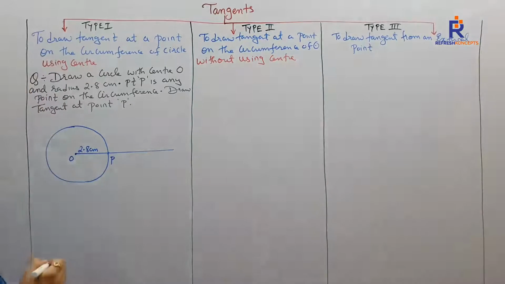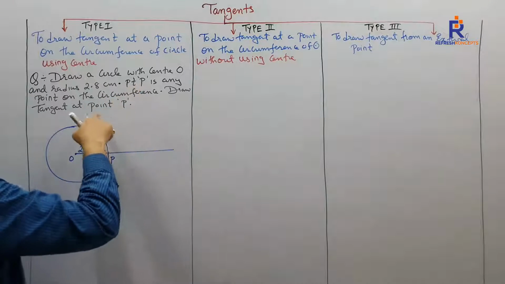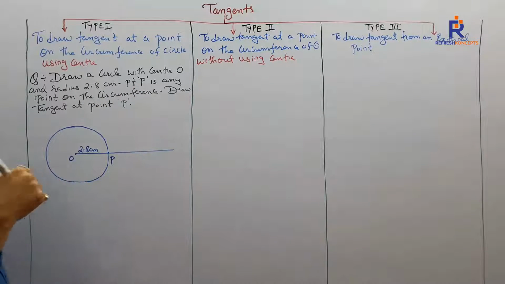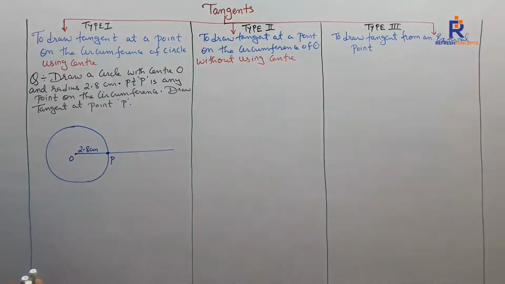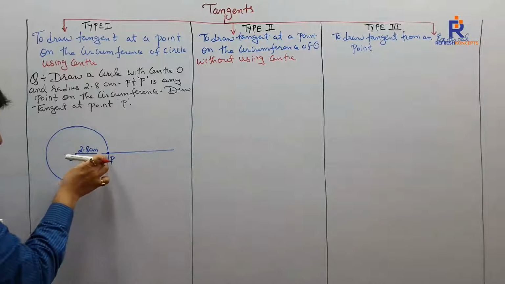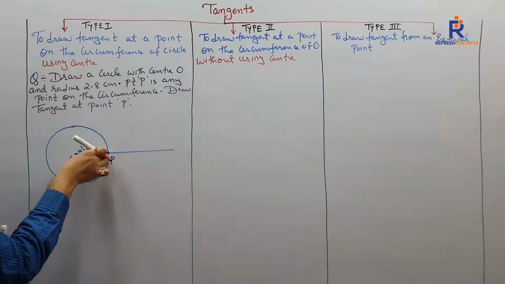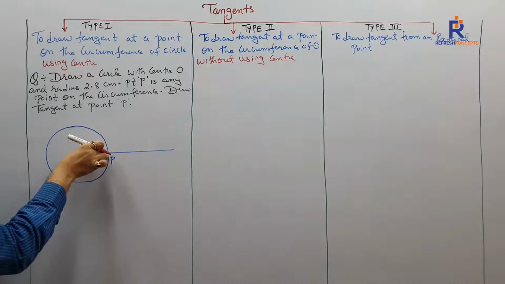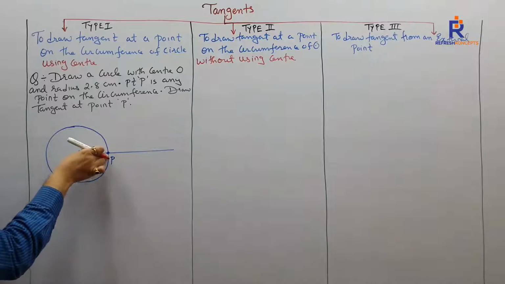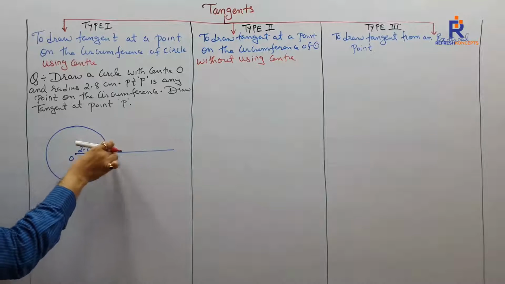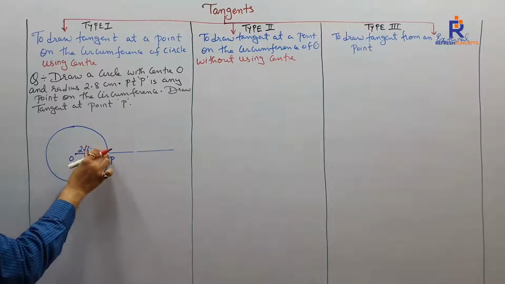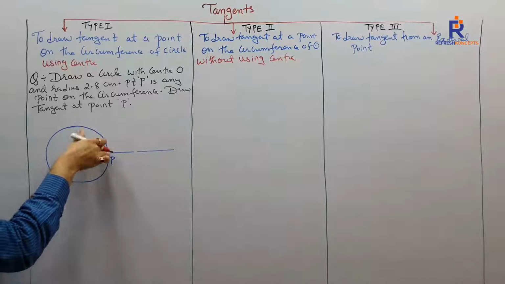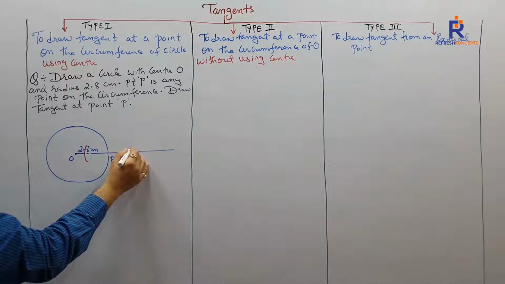Next. Now what is next? I intend to draw a tangent at point P. So what is the next step? With P as a center, more than half of OP, arc out here, cut, and an arc out here, cut. This is 2.8, more than half, cut, rotate it, more than half, cut.